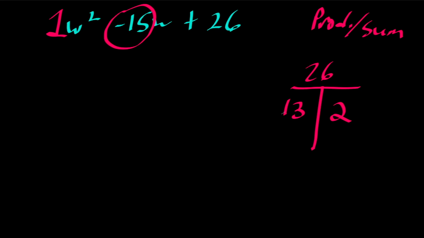Now, here's the tricky part. If I did 13 plus 2, that gives me positive 15. But what if I made both of these negative? Would that work? Well, let's check. A negative times a negative is a positive, right? So negative 13 times negative 2 does give me positive 26. So I'm good there. Does negative 13 plus a negative 2 give me negative 15? Yeah, it does. Because negative 13 minus 2, that's the same thing as plus a negative 2. If I do that, that does give me negative 15.